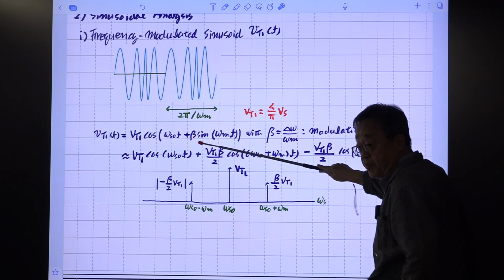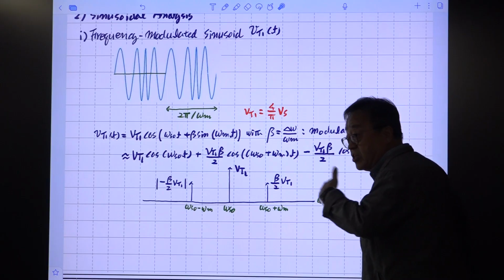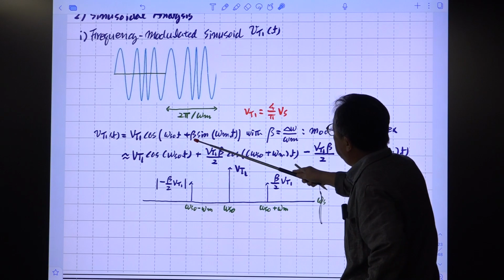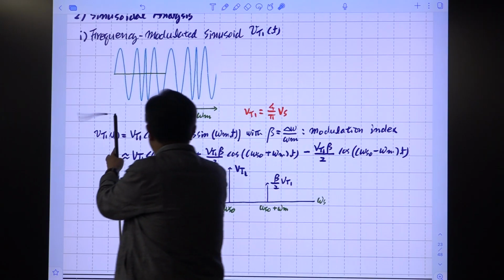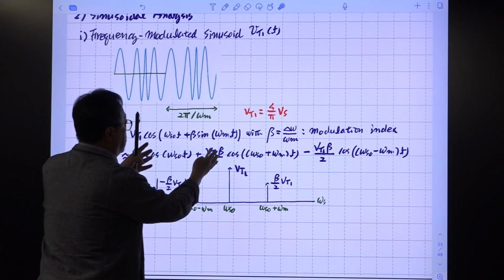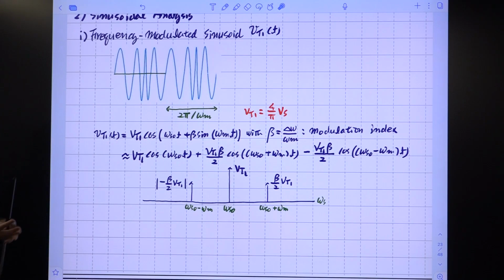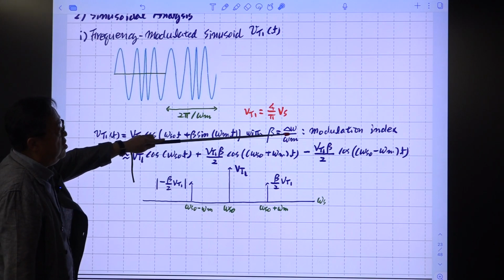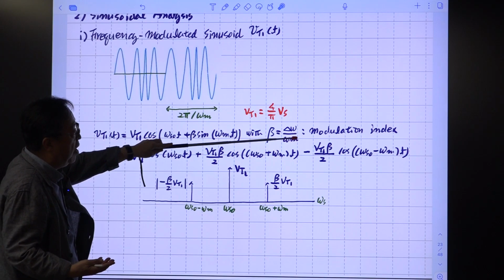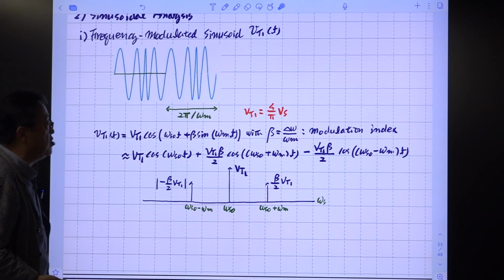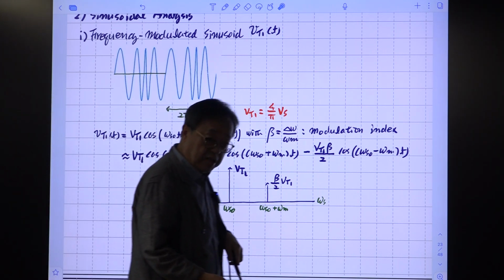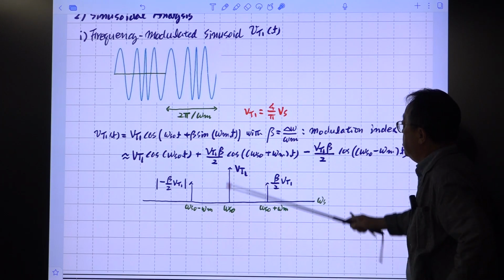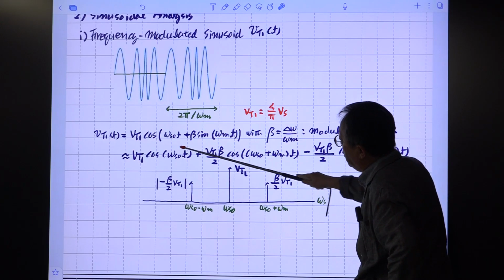omega s0 t plus something. This something is the phase that is modulated, or the frequency is modulated. So we have beta sine omega m t. We have a cosine function, and inside the cosine function we have a sine function. This is a very complex expression, and this beta, the ratio between the change in switching frequency divided by the modulation frequency, is called the modulation index. All right. So when this modulation index is very small, this can be approximated like this.